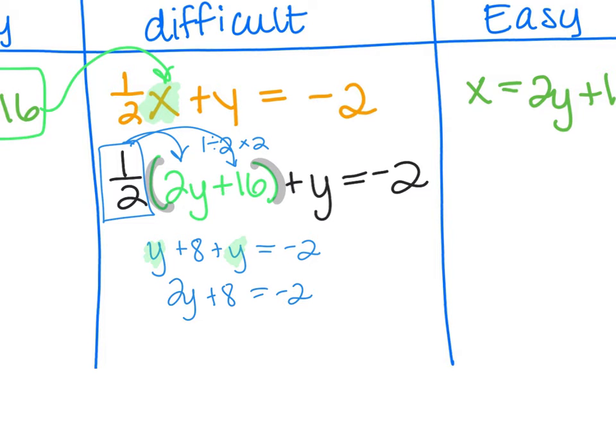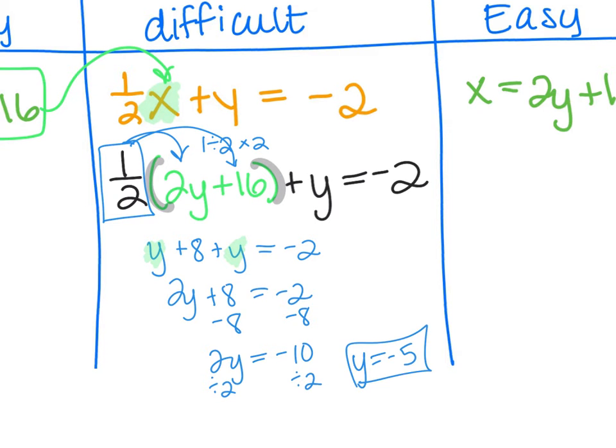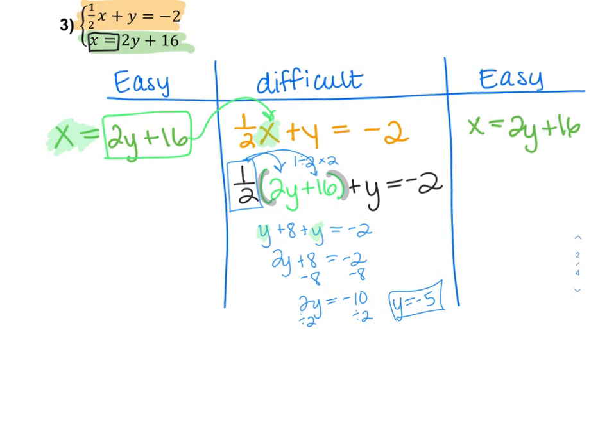And then I continue to solve, which you guys are really good at right here. So subtract the 8, and then we divide by 2 on both sides. So you guys are pretty good at that. We get y is -5.